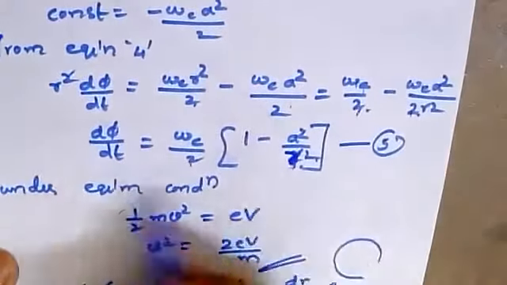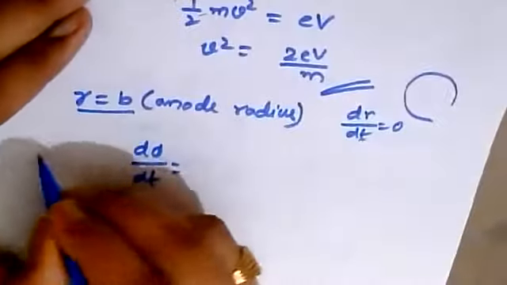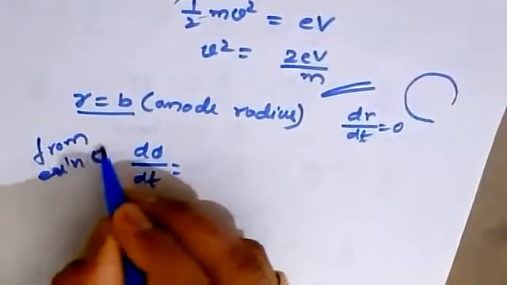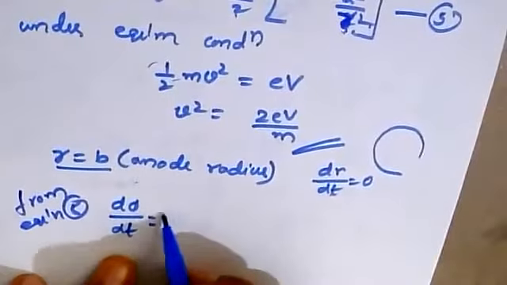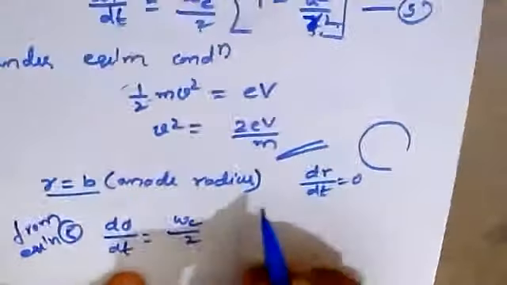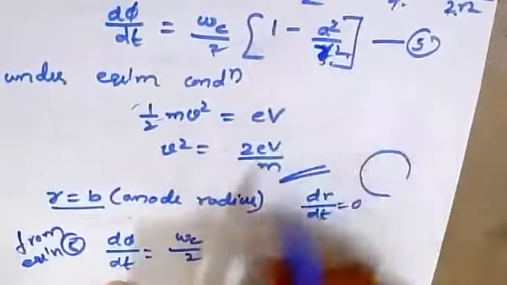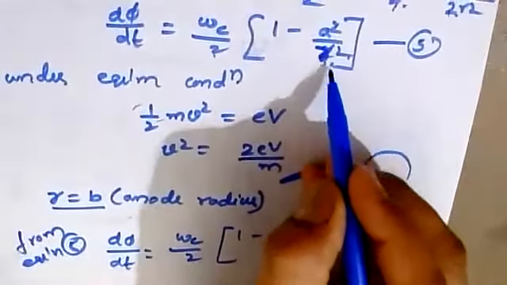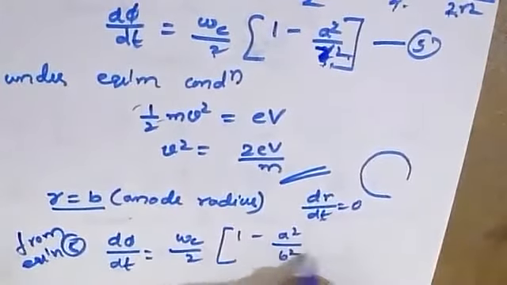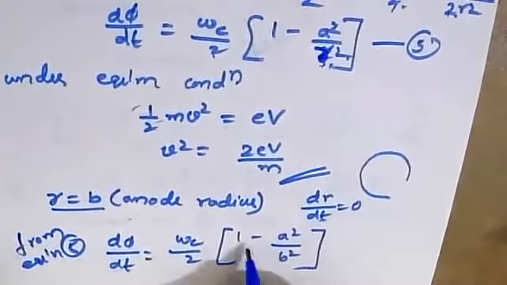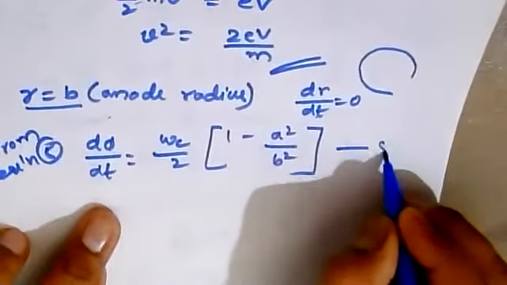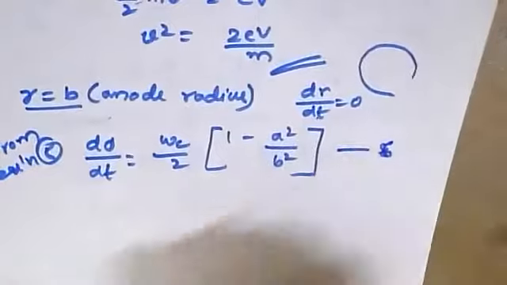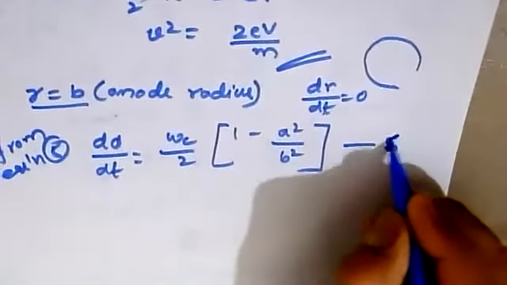Now we are using the same equation 5. From equation 5, d phi by dt is equal to omega c by 2 times 1 minus a square, and instead of r, now we are using b here, so this will be b square. So 1 minus a square by b square. Let this be equation 6. Considering equation 6 over here.